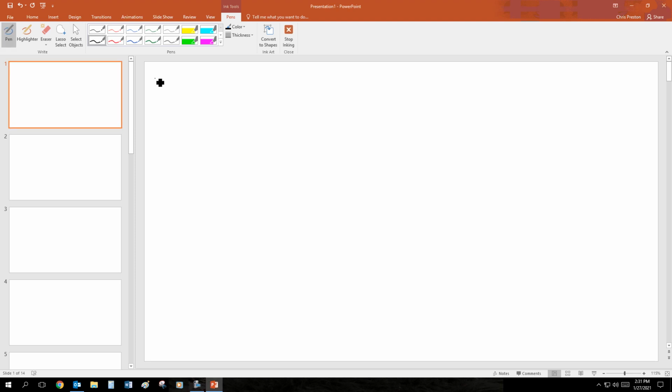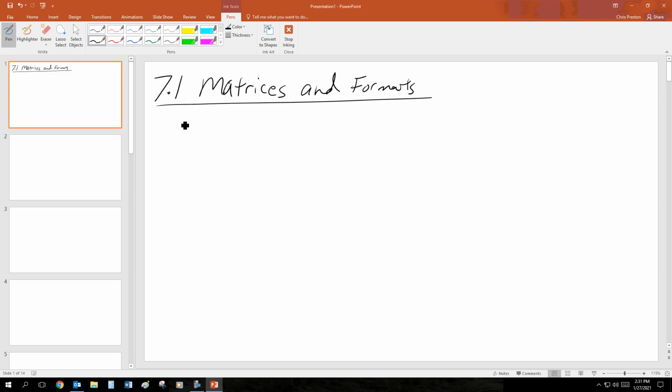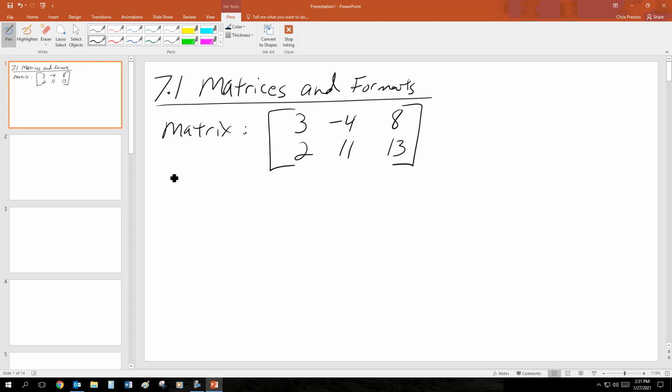All right, in this video, we're going to look at matrices, an introduction to them, and their formats. So a matrix is a rectangular array of elements. So you're thinking about something that might look like this. This might be an example of a matrix you might see in this course.